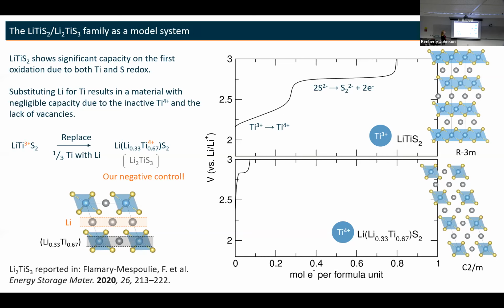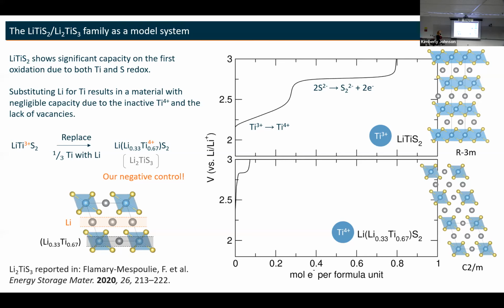So if I do that, then you see that the capacity is basically nothing. This material has a fully packed cationic sublattice. It has a d0 metal, titanium 4+, so we can't do transition metal oxidation. And it basically shows no electrochemistry when we oxidize it. So this could act as our negative control. This is our material that acts as our no capacity material.